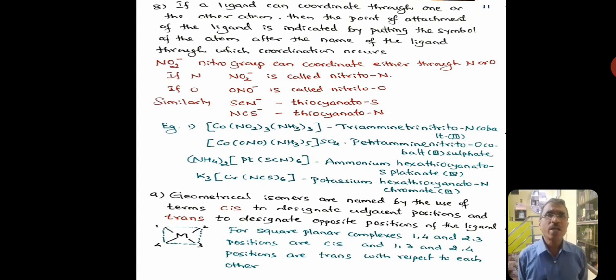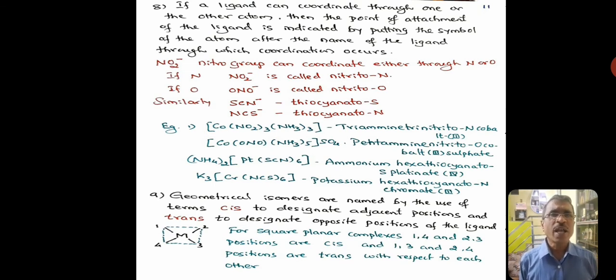If it coordinates through nitrogen, it is written NO2 minus called nitrito N. If it coordinates through oxygen, it is written ONO minus called nitrito O. Similarly, in case of SCN minus thiocyanato, here the coordination is through sulfur, hence it is called thiocyanato S. NCS minus, here coordination is through nitrogen, hence it is known as thiocyanato N. Now let us explain this by taking some examples.